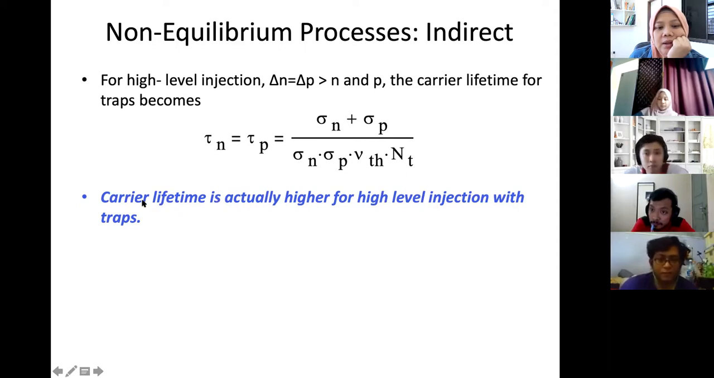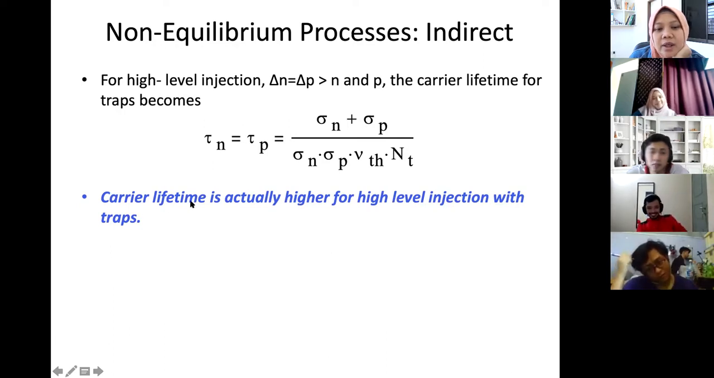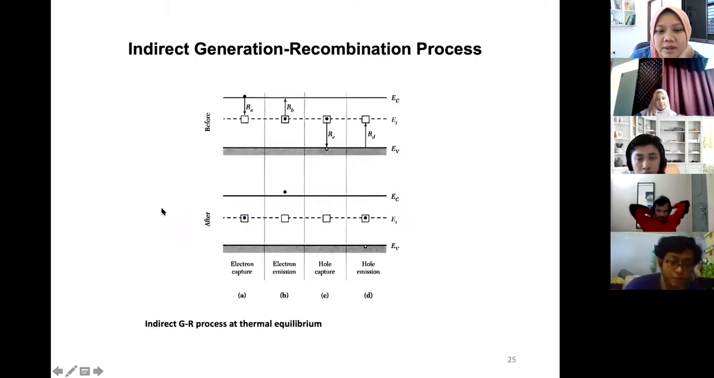Ni salah ni. Carrier lifetime is actually higher for high level injection with traps. Wait, what? Oh, high level injection with traps, bukan high level trap. Betul-betul. Carrier lifetime is actually higher for high level injection with traps. Interesting tak? Ya, nanti tak apalah. Untuk master level boleh nanti discuss.